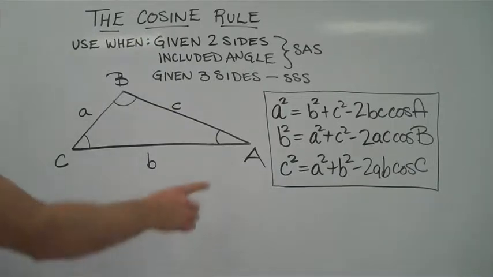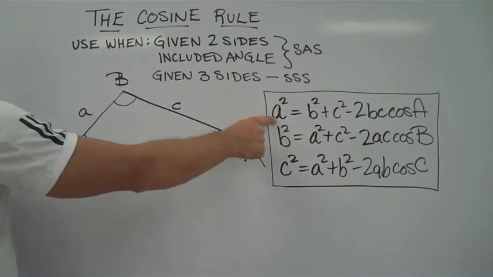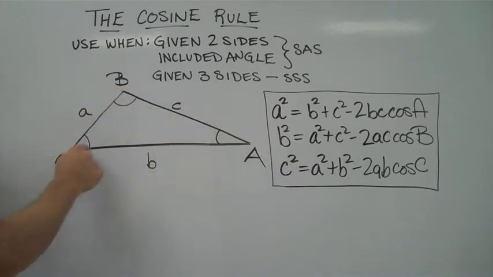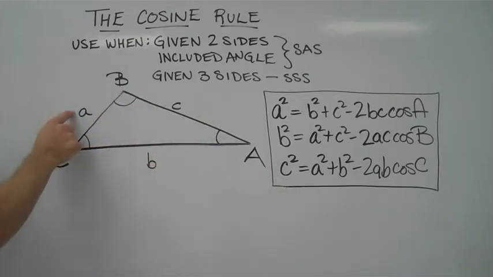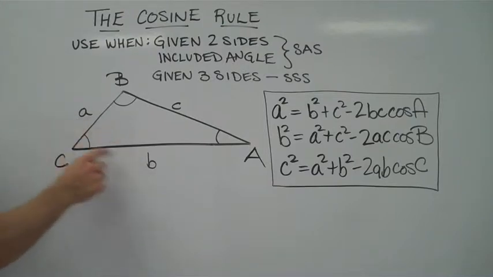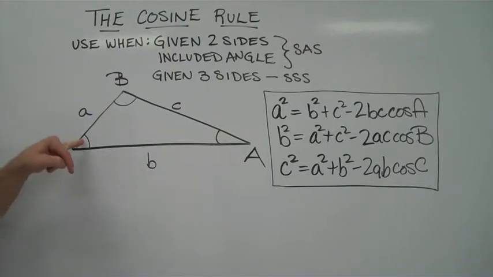Notice, if we're using this rule, we say a squared, that's this side a squared, is equal to b squared plus c squared minus 2bc cosine a. Let's take a look at the third one. C squared is equal to a squared plus b squared minus 2ab cosine c. This is the one I remember. And the pattern is this side squared is equal to this squared plus this squared minus 2 this cosine this. Notice it's this cosine this.